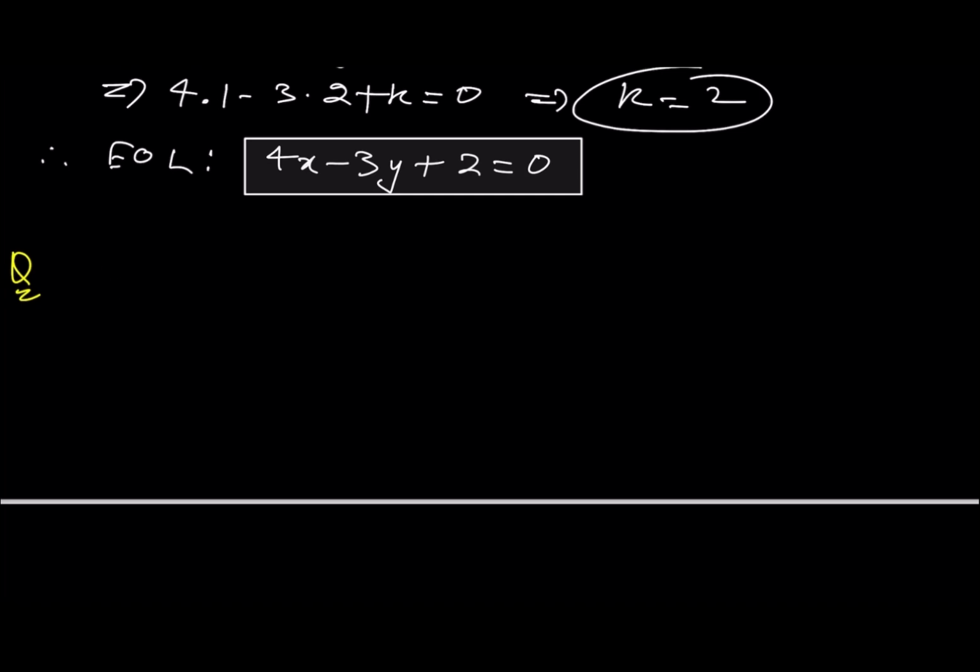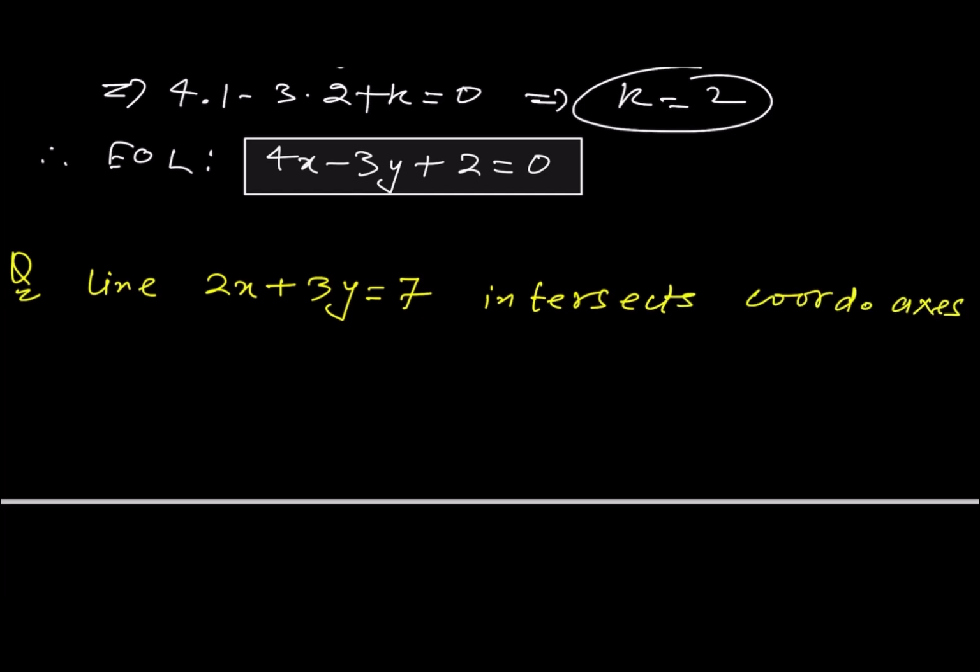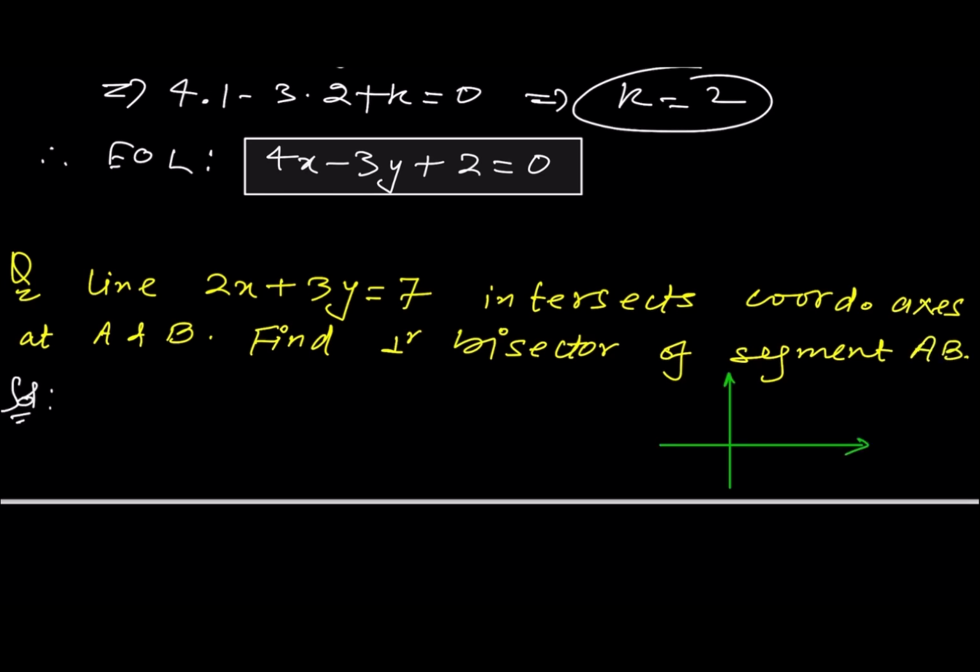The line 2x plus 3y is equal to 7 intersects the coordinate axes at A and B. Find the perpendicular bisector of segment AB. So this is 2x plus 3y is equal to 7. Here the x-intercept is 7 by 2 and the y-intercept is 7 by 3.